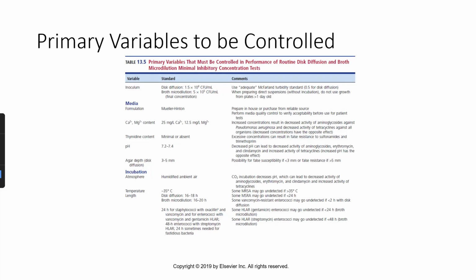This is a table of primary variables to be controlled for. So this is a really good summary table of the details of how to accurately perform the Kirby-Bauer test. Since hopefully this was covered in your general microbiology course, you're not going to be responsible for memorizing all of these details, but this is just a review and a refresher. So if you do the Kirby-Bauer in your clinical site, you'd be able to remember these details.